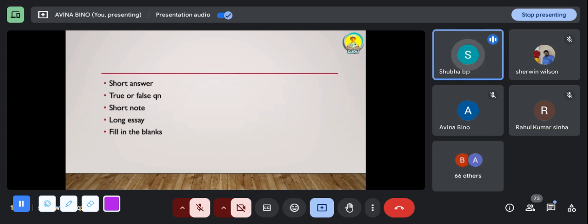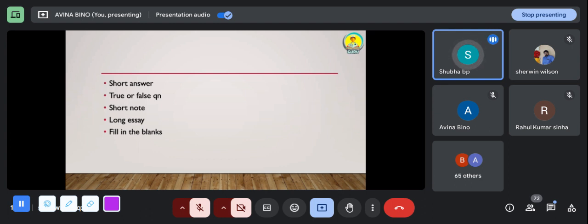Coming to the next, let us discuss which are the important questions for your examinations. These are the questions which may be asked in your exams, because if you take previous year question papers, you can see these questions. Mostly they will ask these questions. So we are going to discuss the important questions. But before that, let us look at the question paper pattern.